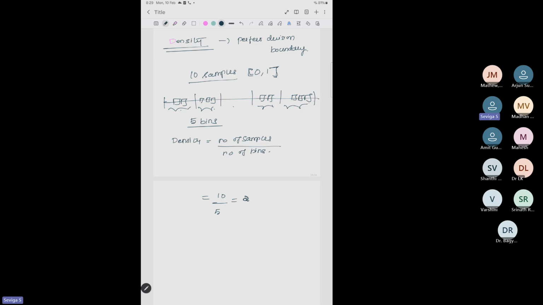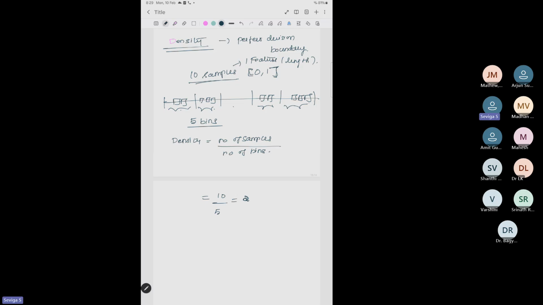Imagine that these are 10 samples for one feature, and this feature is represented by one single line segment. This feature could be length or weight or anything. Just for one feature, we have a single line. We have 5 bins across that line, and we found the density of those bins by this formula. So every bin has 2 samples.